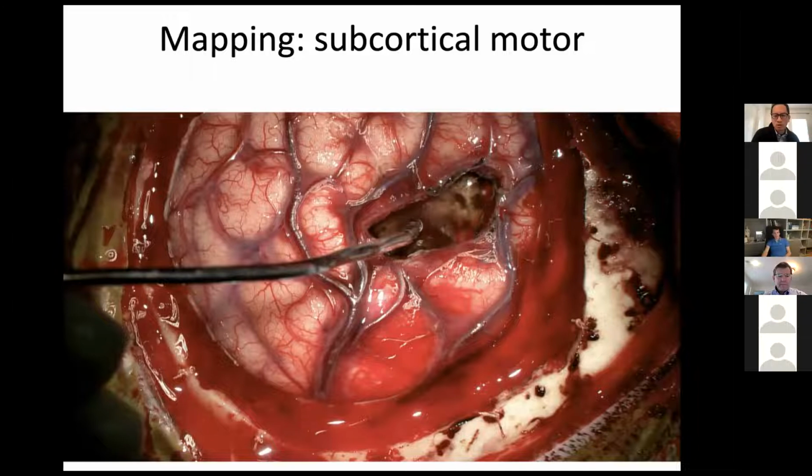So using monopolar subcortical motor mapping and stimulation is very important. It has a dose-dependent relationship with distance to the corticospinal tract. And so when you get down to anywhere around 2 milliamps, we typically stop. And this can be very, very sensitive in someone who's awake using EMG sticker pads.